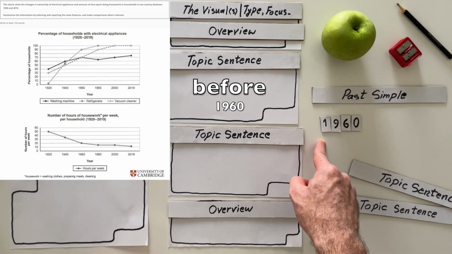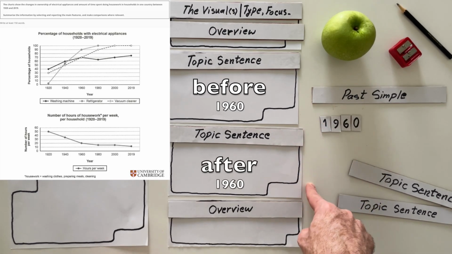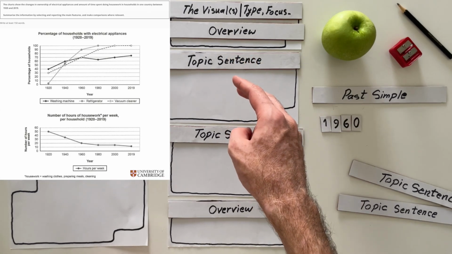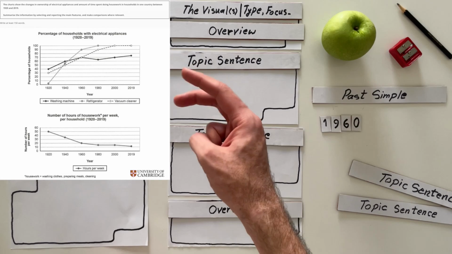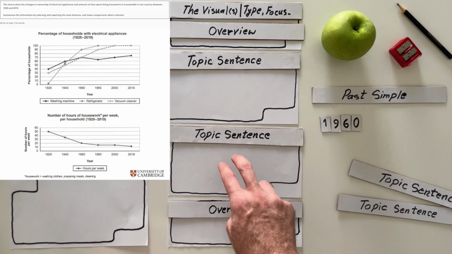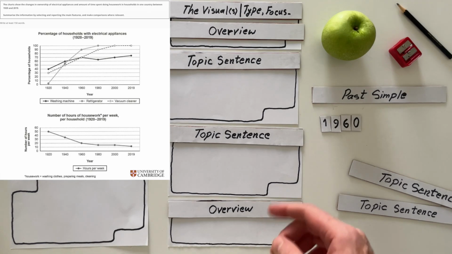Before 1960, after 1960, two separate paragraphs, but you analyze both charts before 1960 in this paragraph and both charts after 1960 in this paragraph. A little bit more challenging, but if you wish to get a higher score, that would be my suggestion, because you are now comparing the two diagrams with each other.